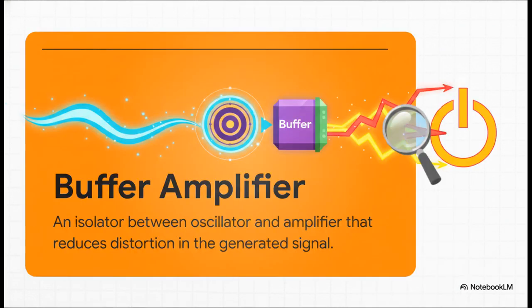So the crucial point is this. A buffer amplifier acts as an internal isolator. Think about it. If the output amplifier starts drawing too much power, it could actually pull on the oscillator and completely mess up the frequency we just carefully set. By placing this isolator in between, it perfectly shields the oscillator. It ensures our generated signal remains entirely clean and completely free from distortion. It's literally the ultimate protector of signal integrity.